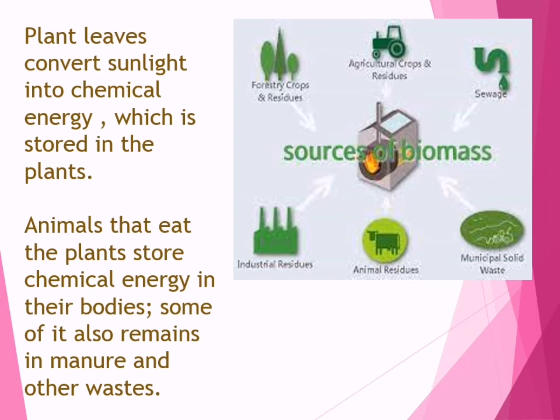Plant leaves convert sunlight into chemical energy, which is stored in the plants. Animals that eat the plants store chemical energy in their bodies. Some of it also remains in manure and other ways. The sources of biomass also include forestry crops and residues, agricultural crops and residues, sewage, municipal solid waste, animal residues, and industrial residues.